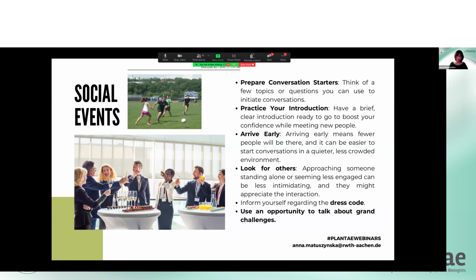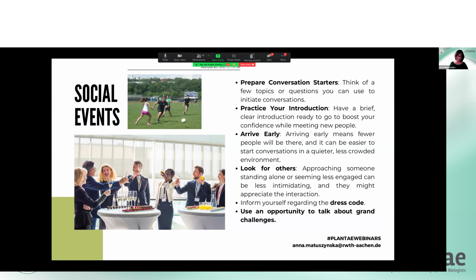And also, to not feel out of context, inform yourself regarding the dress code. This is something that can scare some people in advance. In many areas of science, we are actually quite casual, but still there might be some situations in which a more formal dress code is expected, and it's good to know about it, so you're not caught by surprise.